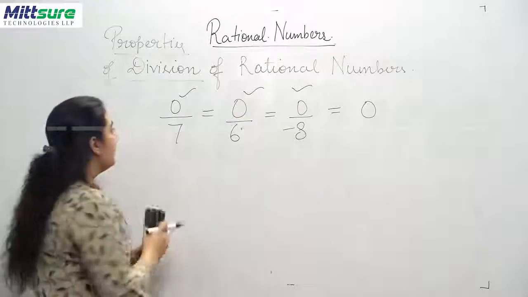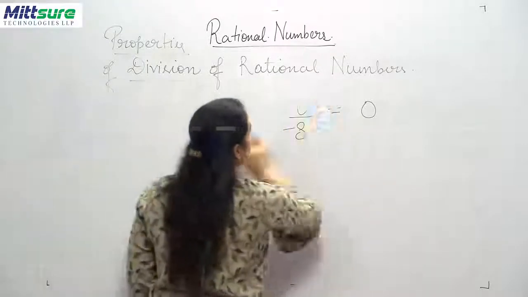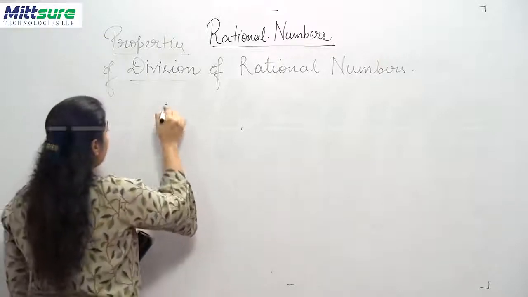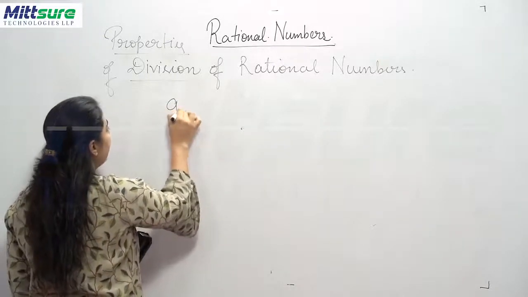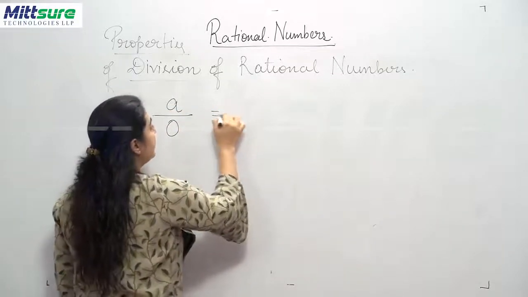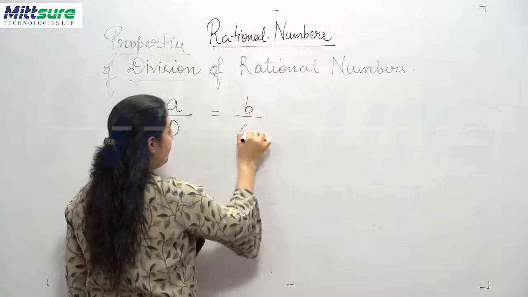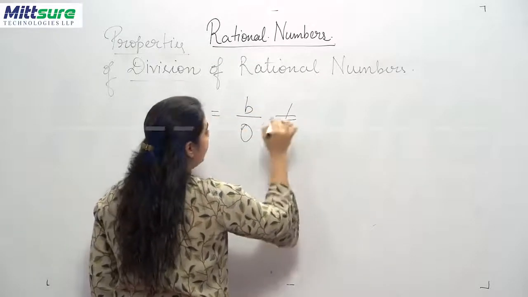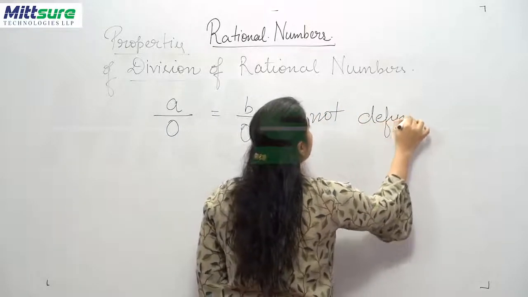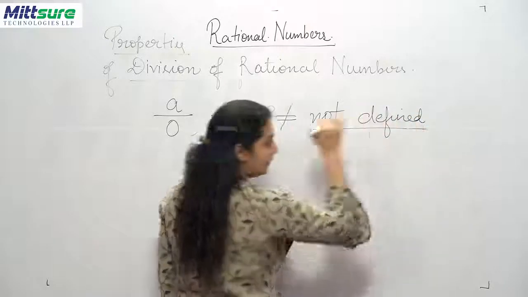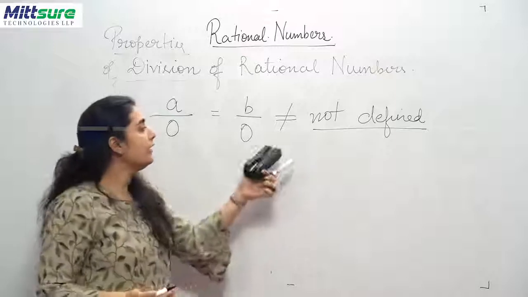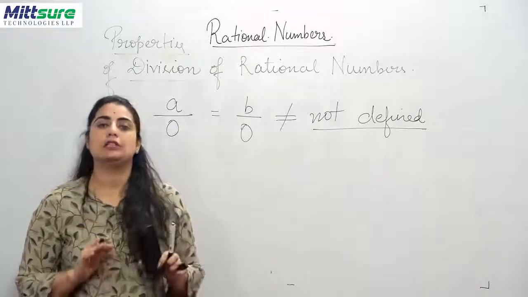Now the third and last important point related to division of rational numbers is, if suppose any rational number, that is A, is divided by 0, or any other rational number B divided by 0, it is not defined in terms of rational numbers also. That means it does not exist. We will not come to any concluding result in such case.